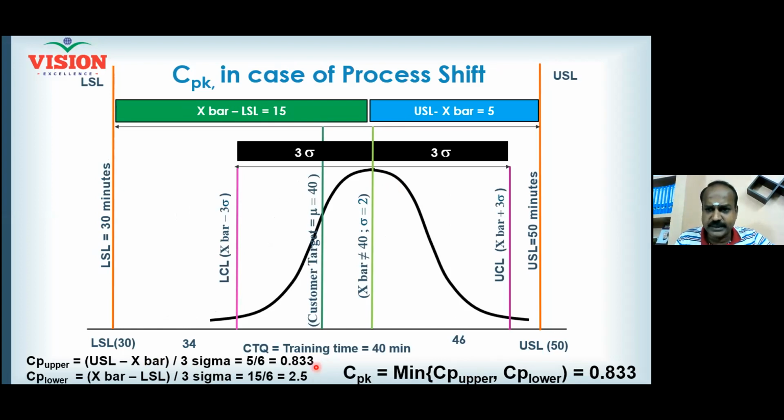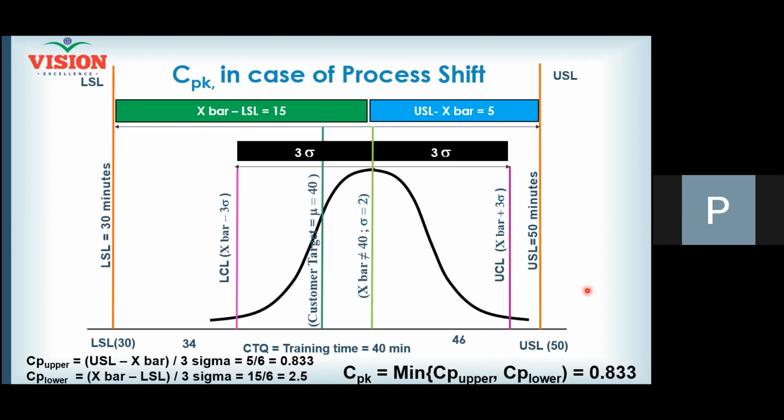Now which one will you take? CP upper only, because on the right side your process is under trouble. So that tells you 0.833. And now CP was 1.67, but CPK is 0.833. Now what is your conclusion? Is your process capable? No, sir.